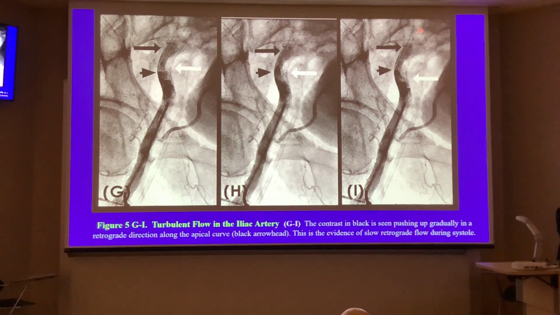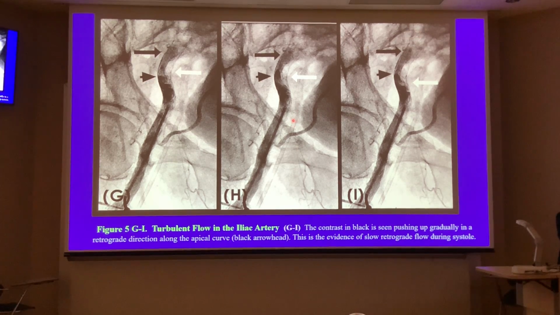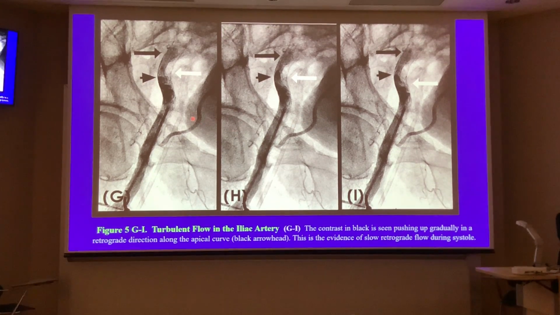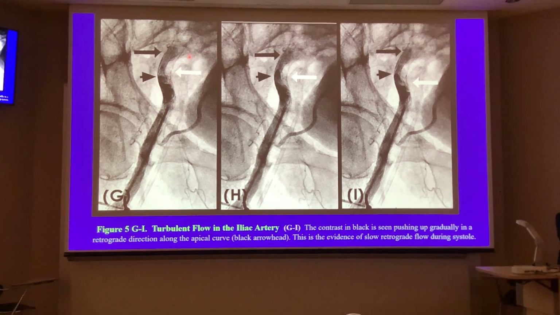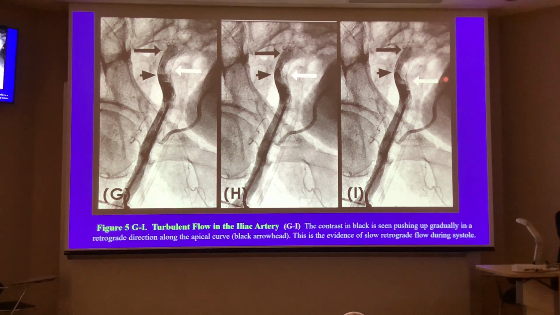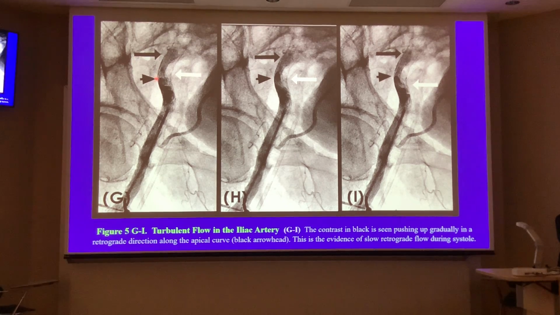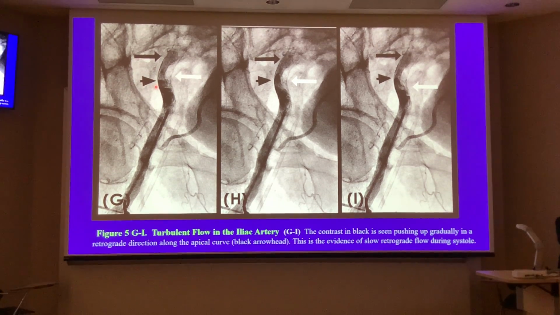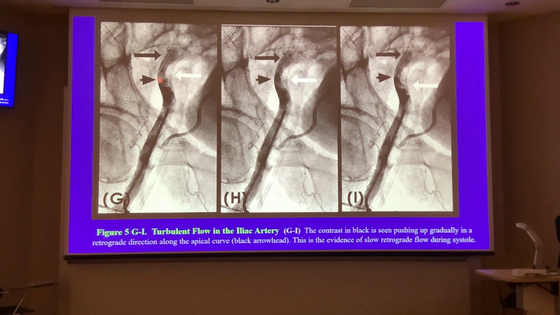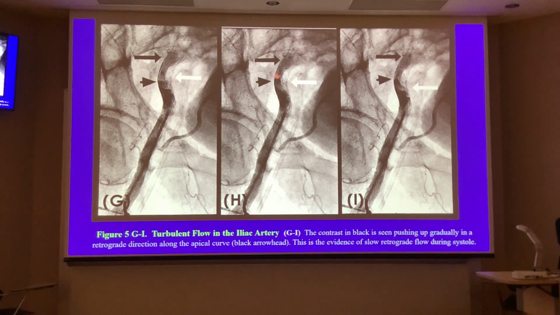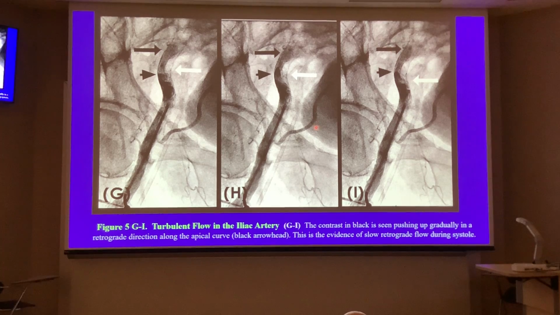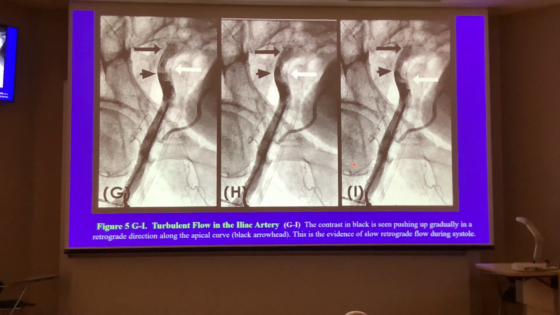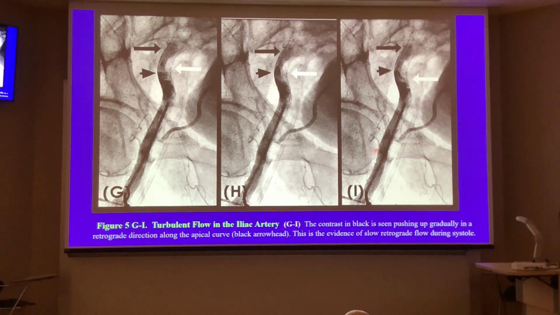For figures 5G and I, the turbulent flow in the iliac artery, the contrast is still in black color. In pushing up, we can compare the three figures here. You see, at the beginning the contrast is at this position, and still moving up here and moving up here. So this is the evidence of the slow retrograde flow during systole.